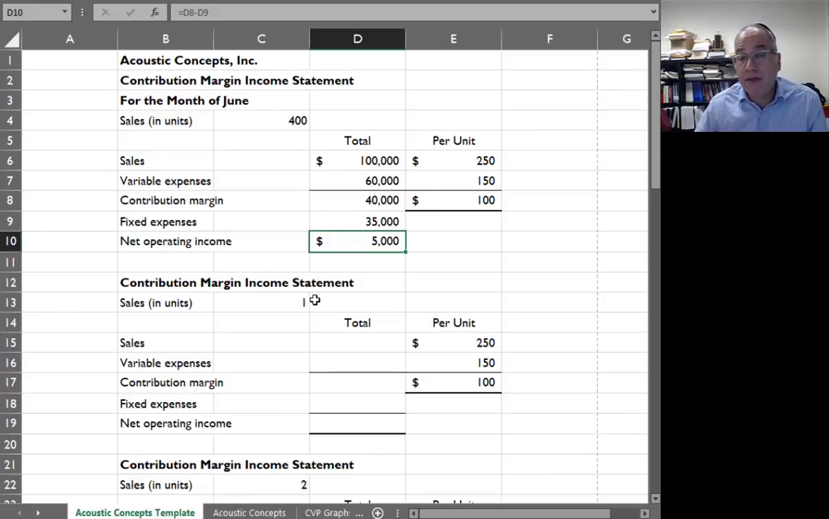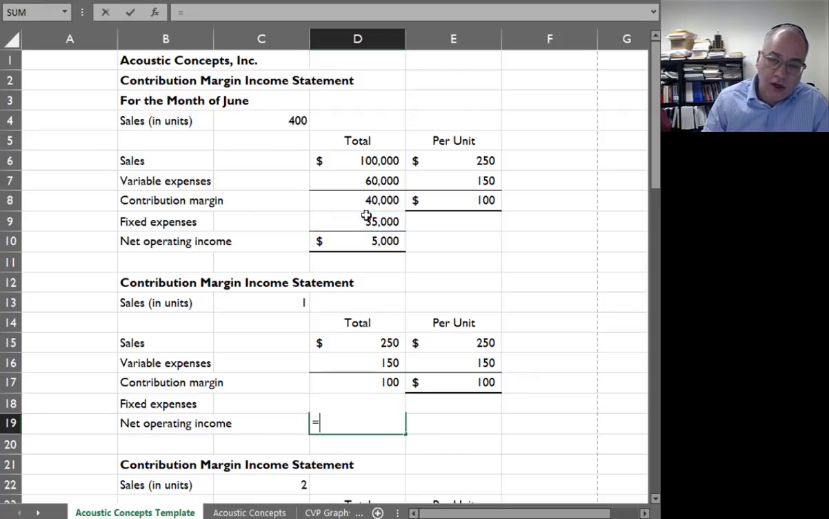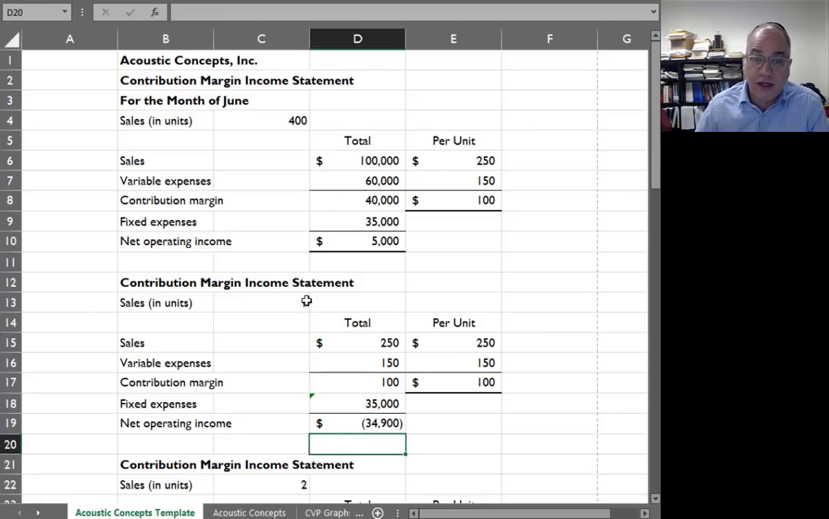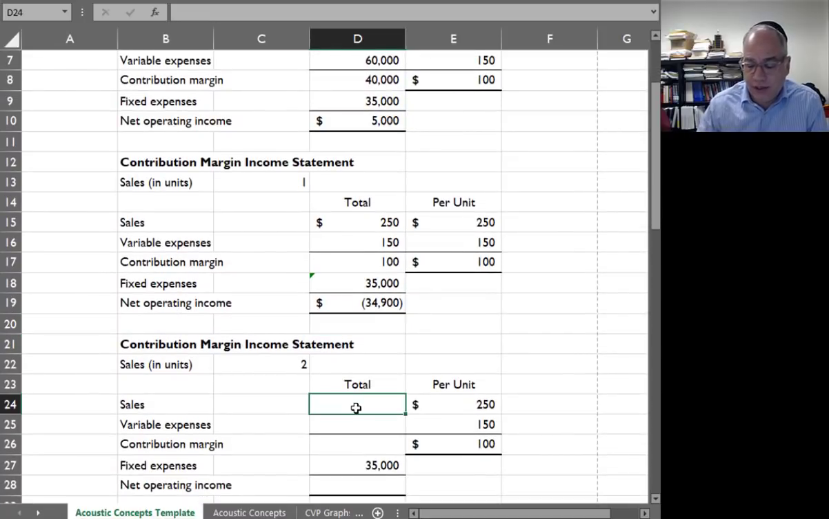So what would happen, let's say, if you sold only one unit? Then sales would be $250 times 1, or $250. Variable expenses would be $150 times 1, or $150. And your contribution margin would be $100. Unfortunately, your fixed expenses are still $35,000. So your net operating income here would be only negative $34,900.